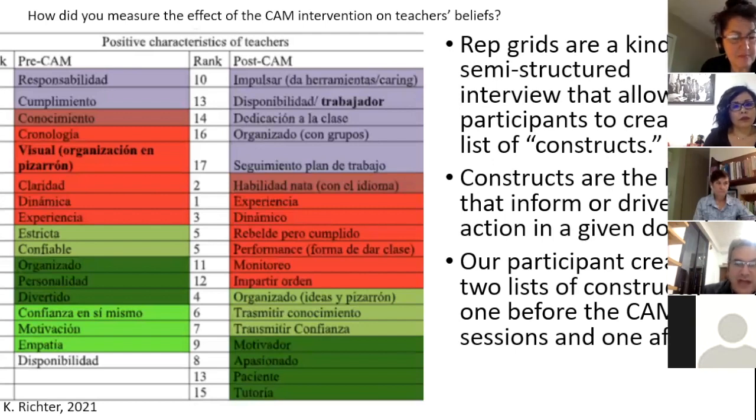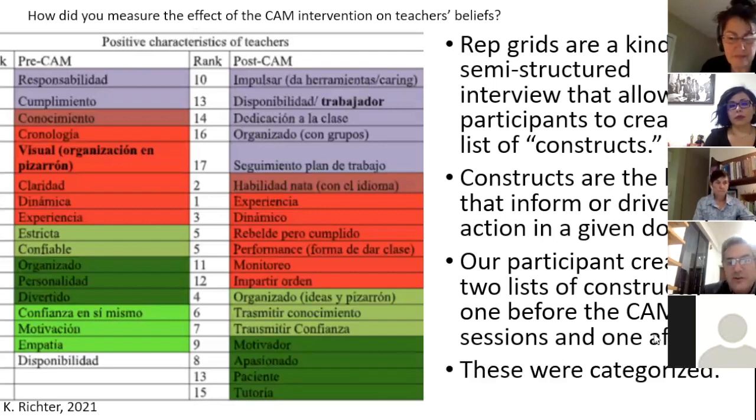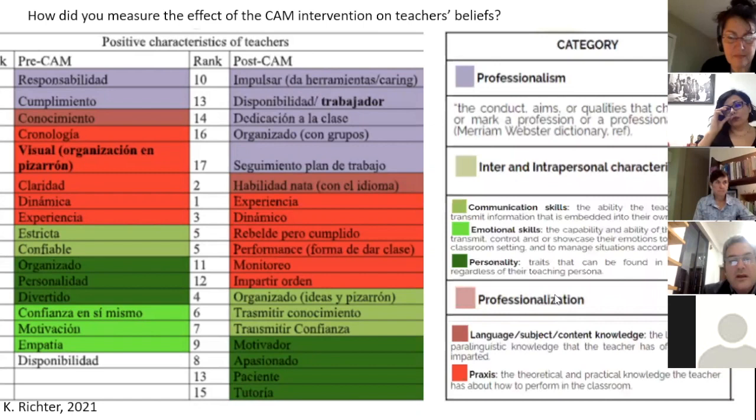the participants to categorize those. You can move ahead, Patty. Yeah, these were categorized, and you can move ahead one more. So after the categorization process, basically we had three groups of constructs: those having to do with professionalism, those having to do with interpersonal characteristics, and then those having to do with professionalization, and beneath those some subcategories. So very quickly, these were the results of a single participant's experience with the CAM intervention.